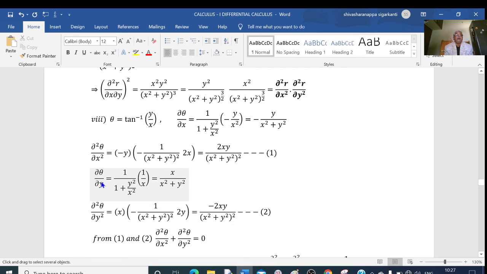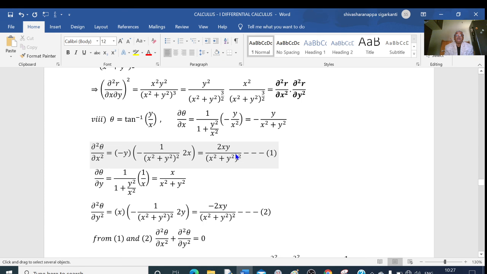Then again differentiating with respect to y, dou square theta by dou y square is equal to, I am differentiating this with respect to y. Therefore x is a constant quantity. Then the derivative of 1 by (x square plus y square) is minus 1 by (x square plus y square) whole square into the derivative of x square plus y square with respect to y, which is 2y. So this is equal to minus 2xy by (x square plus y square) whole square. I will take this as 2.